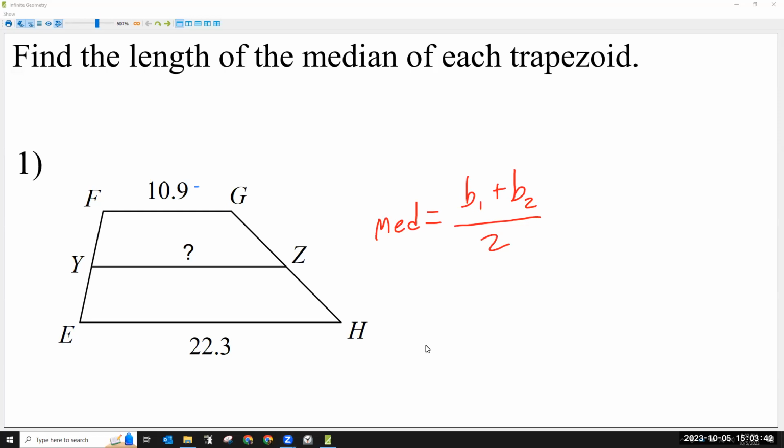So for instance, I can say, okay, well, there's one base, and there's another base. So 10.9 plus 22.3, all divided by 2. Calculator.